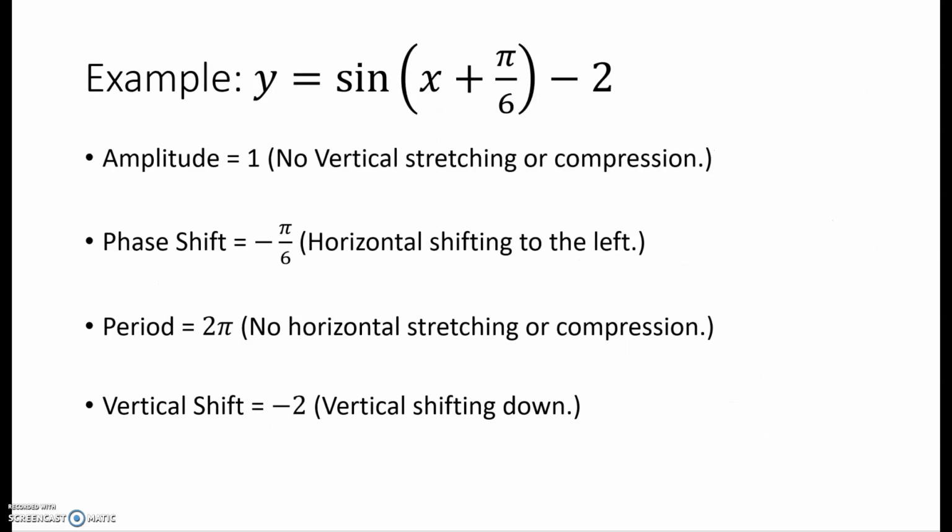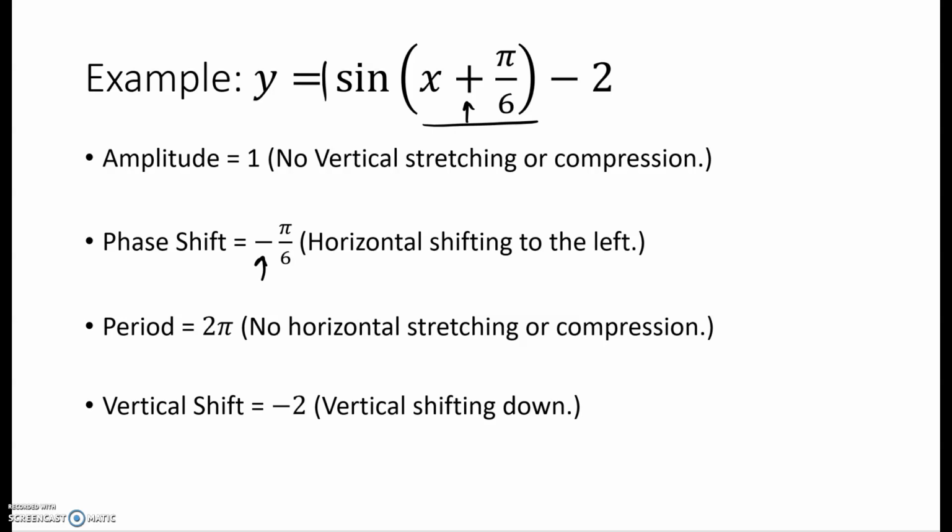Okay, we'll do the same thing here. Since I don't have a number, it's understood to be 1, so that's our amplitude. So since it's 1, there's no vertical stretching or compression. Now notice here, what is our sign? It's a plus, okay? Which means that our phase shift needs to be negative.